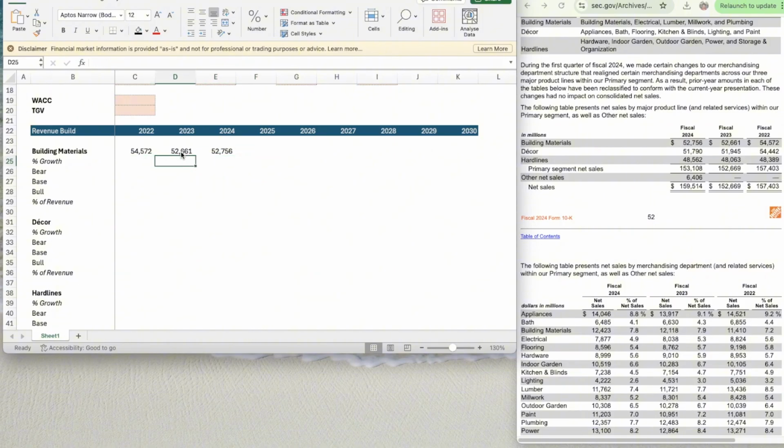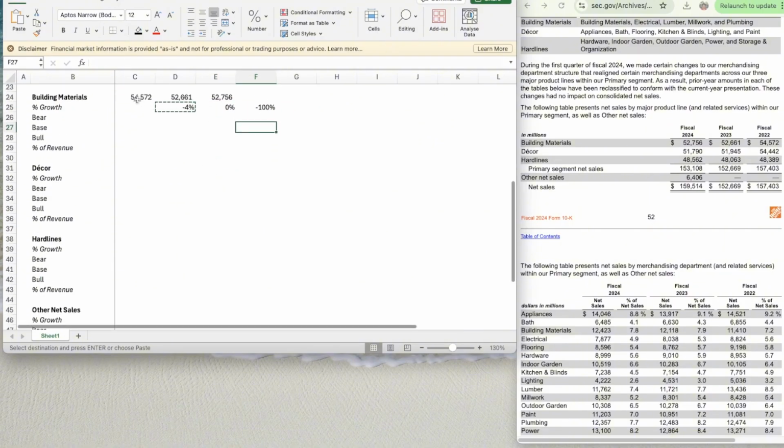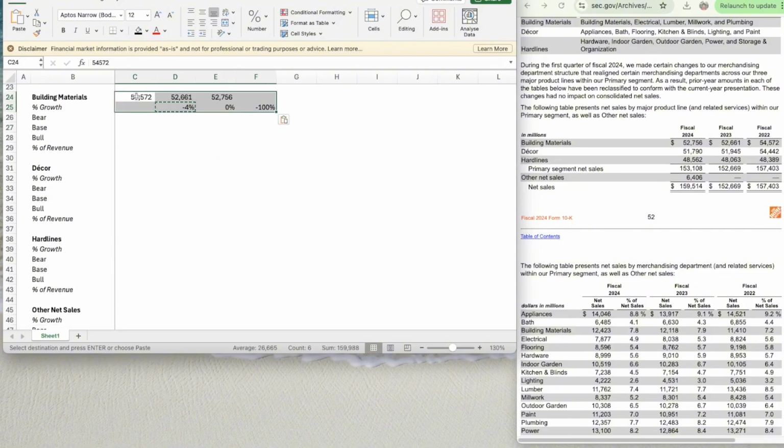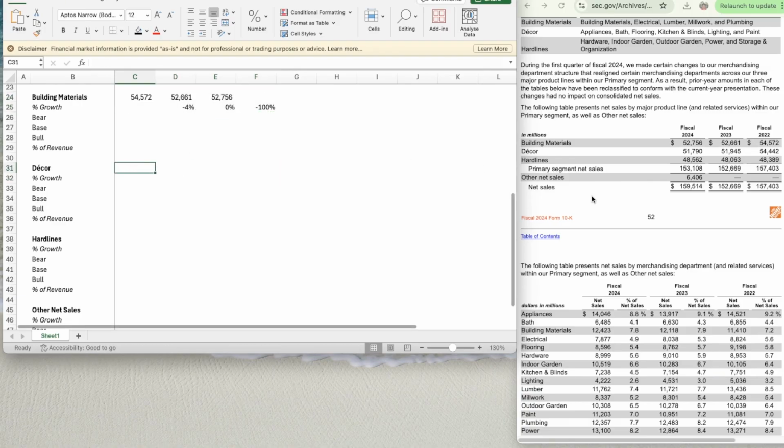Then the percentage growth. You go in the 2023 box, go equals the 2023 figure divided by the 2022 figure, minus 1, and that gives you the percentage growth, or in this case decline, and we'll do that all the way up to here. Now let's just format all of this so it's ready.